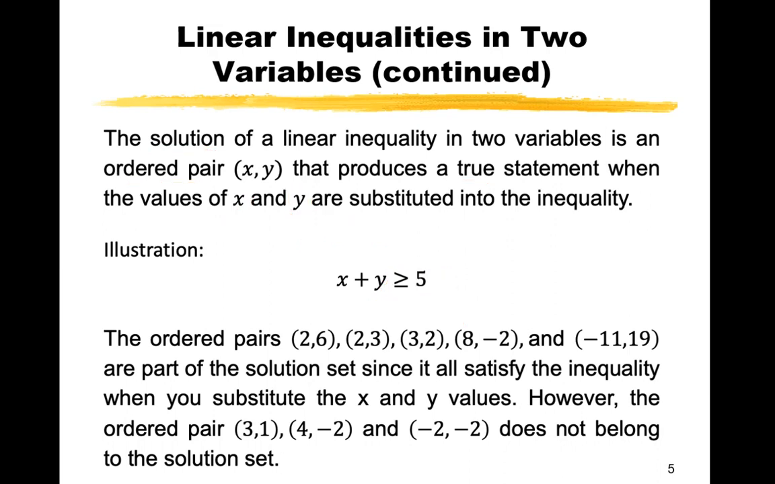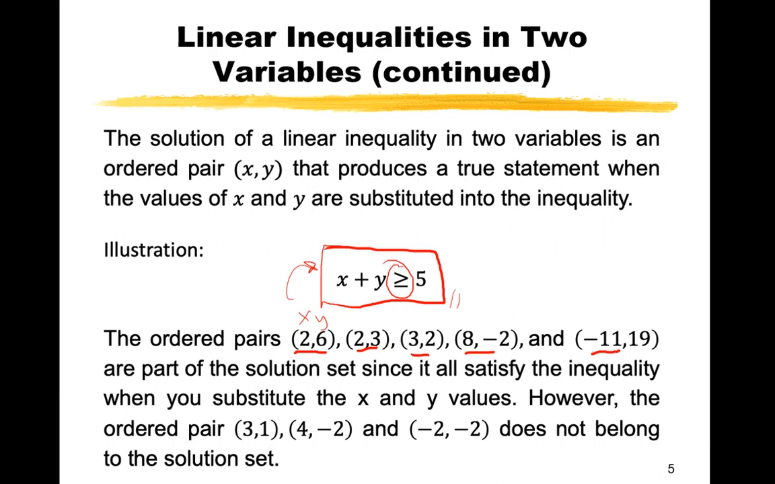If you try to identify some of the ordered pairs that will satisfy this inequality, we may have ordered pairs (2, 6), (2, 3), (3, 2), (8, -2), and (-11, 19). So if you try to substitute these values of x and y right here, lahat ng yan will result to a value that is greater than or equal to 5.